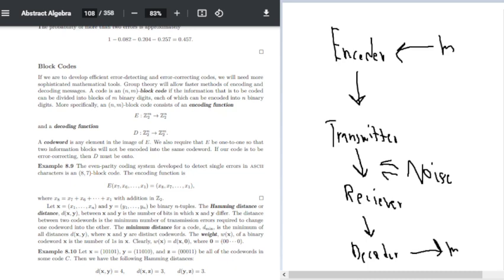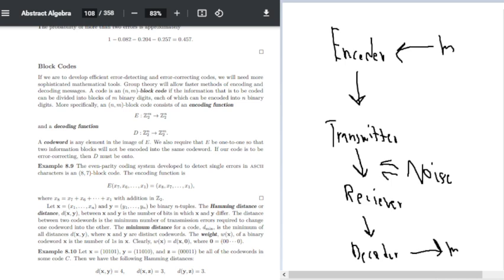Block codes. If we are to develop efficient error detecting and error correcting codes, we will need more sophisticated mathematical tools. Group theory will allow faster methods of encoding and decoding messages. A code is an n,m block code if the information that is to be coded can be divided into blocks of m binary digits, each of which can be encoded into n binary digits. More specifically, an n,m block code.